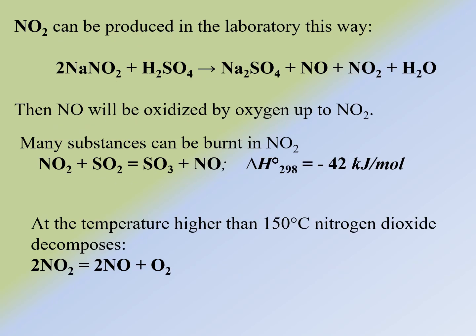NO2 can be produced in the reaction between nitrite and acid. Why? Because HNO2 is non-stable and will turn into NO, NO2 and H2O. Also, NO2 can react with SO2, and this is the way to produce SO3. At high temperature, however, NO2 would decompose into NO and O2.